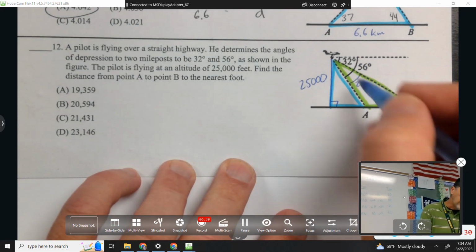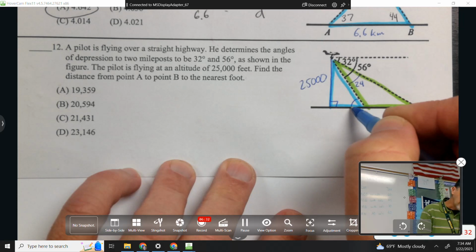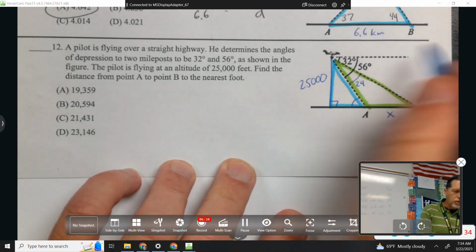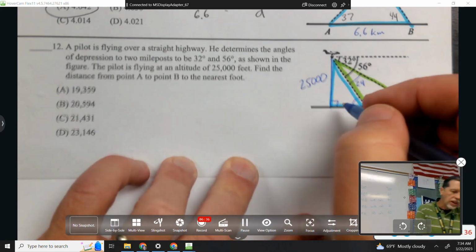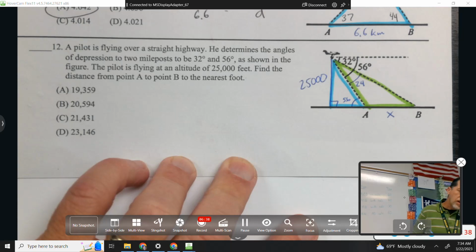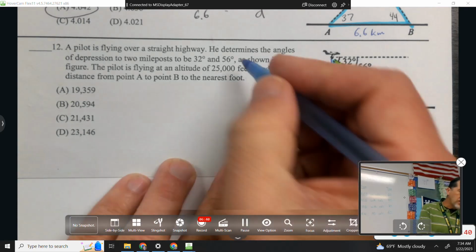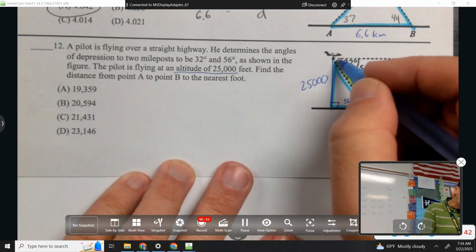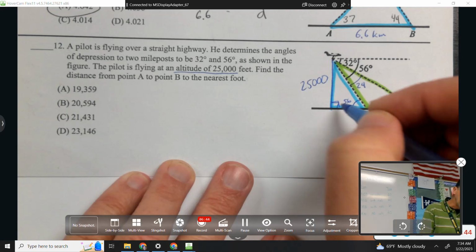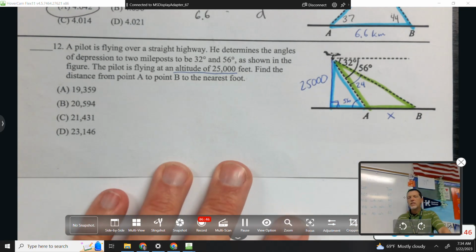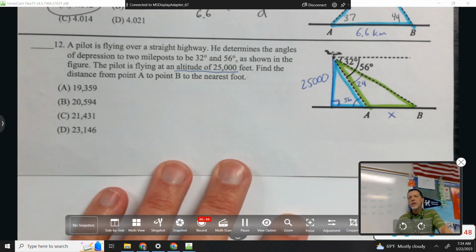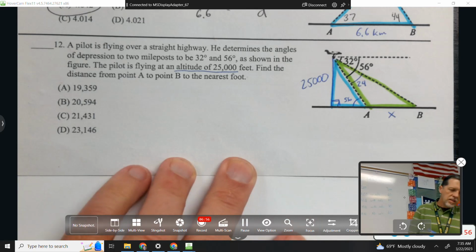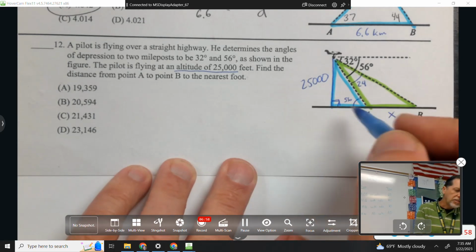Let's see, if that's 56, then this is 56. That's the 2 parallel lines with the transversal thing. Can you know that that's a right triangle? Well, when it says altitude, that means directly above the ground. So that's a good question, but he's 25,000 feet above the ground, and we wouldn't measure like at an angle. We would measure straight up. So I think we're ready for law of sines.